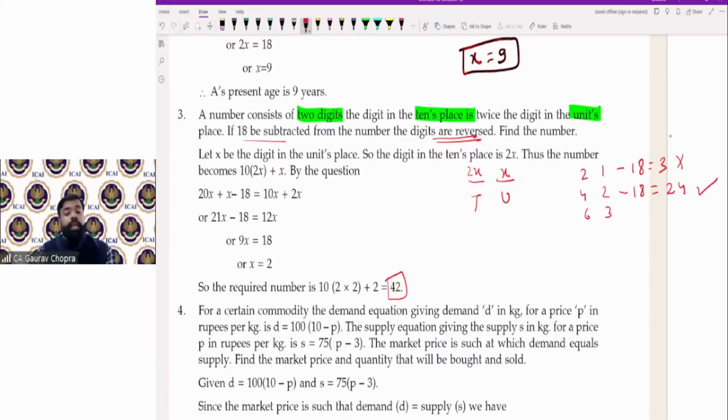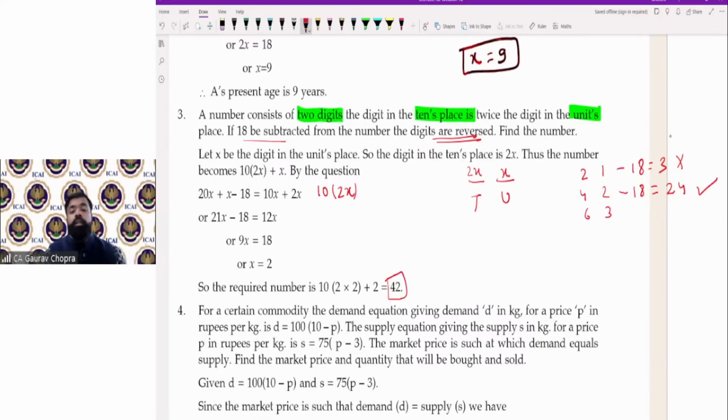So such questions can be done directly by using option or hidden trial method. But if you want to do it completely, then it will be a bit lengthy. So let's do that way also. So the number at 10th place is 2x. So 10 multiplied by 2x. Why are we multiplying by 10? Because it is on 10th place.